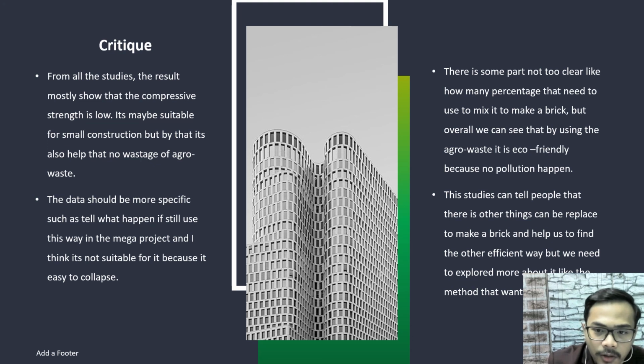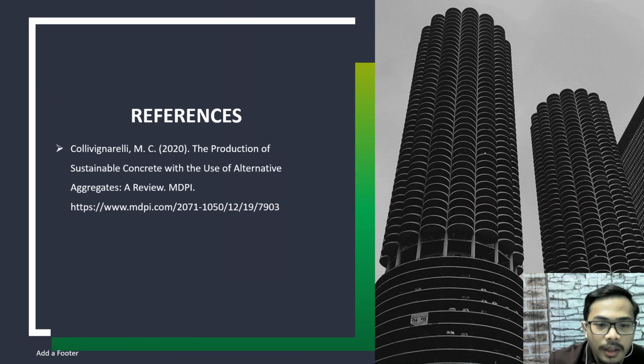Next, there are some parts that are not too clear, like how much percentage we need to use to mix to make a brick. But overall, we can see that by using agro waste, it is eco-friendly because no pollution happens. This study can tell people that there are other things that can be used to make a brick and help us find other efficient ways, but we need to explore more about it, like the method that we want to use. So this is our reference that we have done.